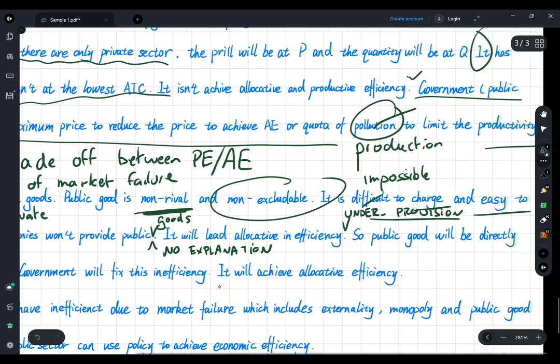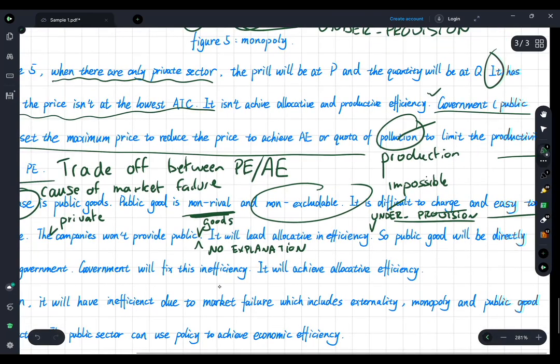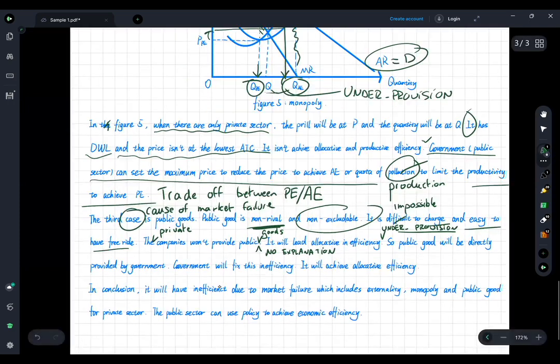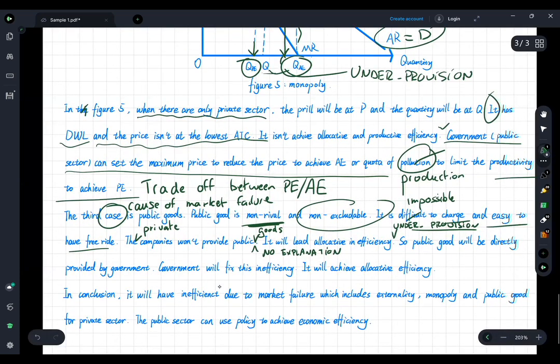So public goods will be directly provided by the government. Okay, why not? Government will fix this inefficiency. I don't really understand what is the purpose of this sentence. Okay, may fix this inefficiency by providing public goods themselves to achieve allocative efficiency.